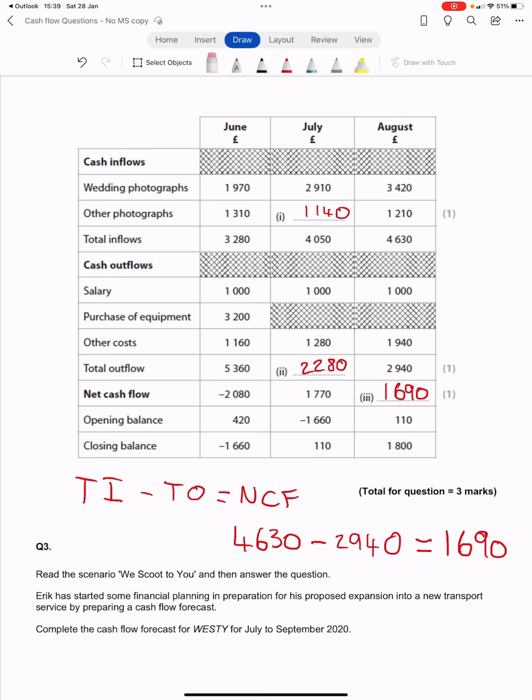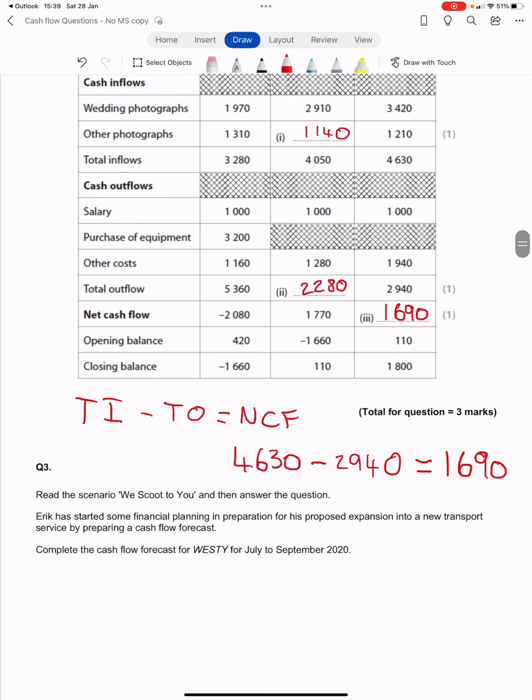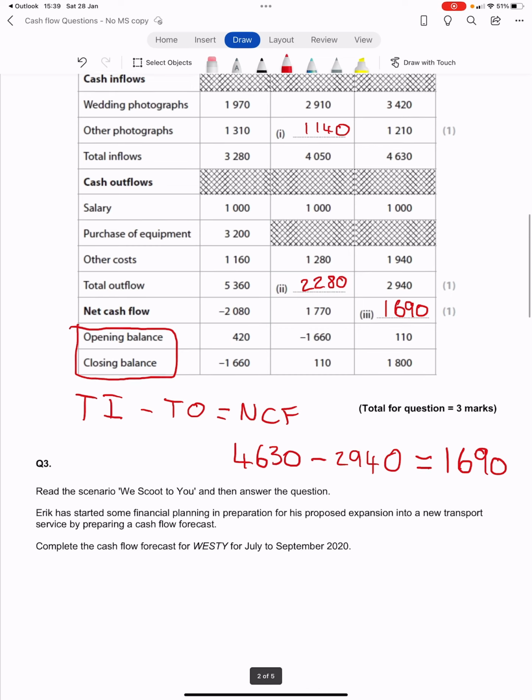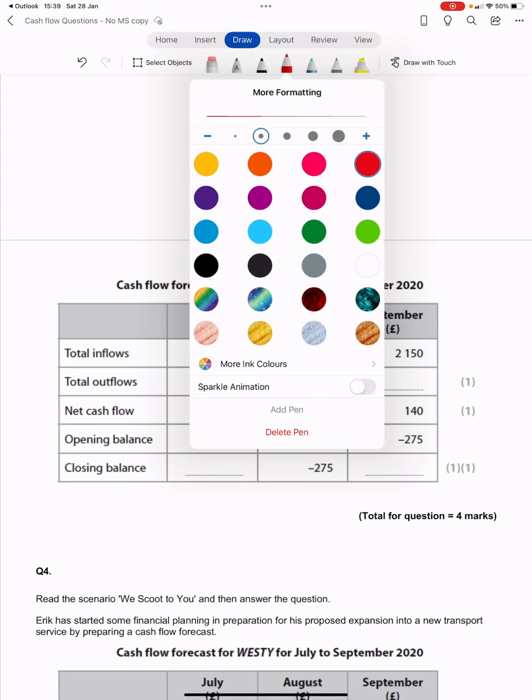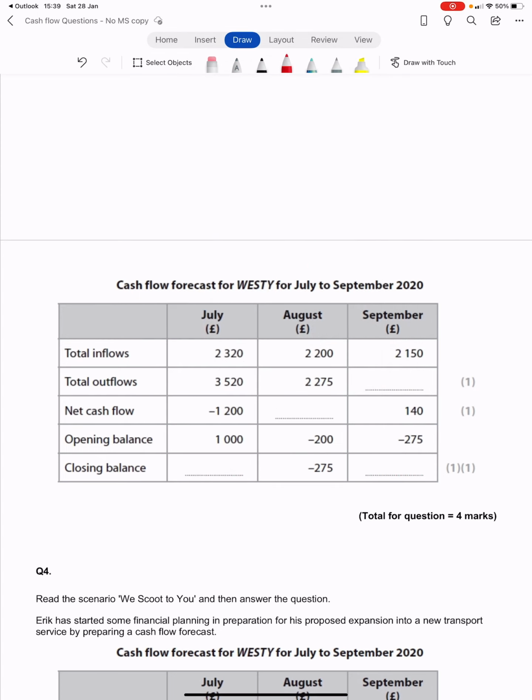So let's move on to a question with opening balance in it, because you may be asked to calculate the opening or closing balance on a given month. So let's have a look at this one. The question here is, what is the closing balance for July? We know, because they've already calculated it for us, that our opening balance was £1,000. So we started the month with £1,000, the opening balance at the start of the month.